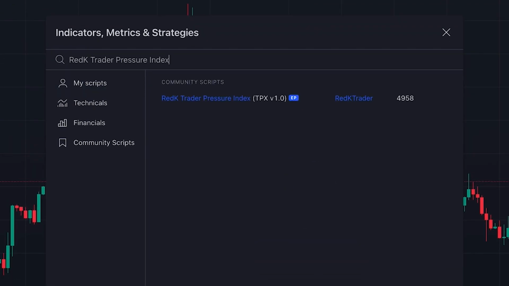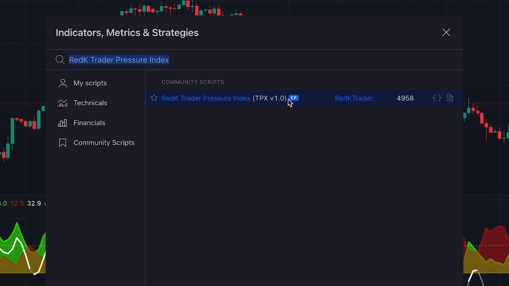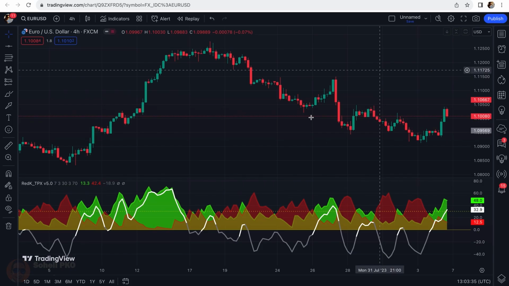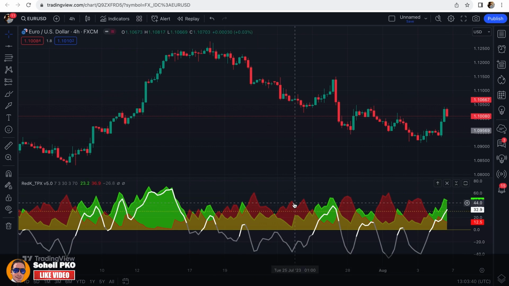To add this wonderful indicator to our chart, here we click on indicators and we search Red K Trader Pressure Index. This one, which is an open-source indicator, is written by someone named Red K Trader. Alright, this is the indicator, and as you can see, it's added here below the chart.